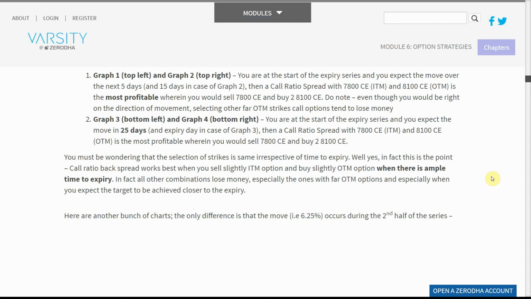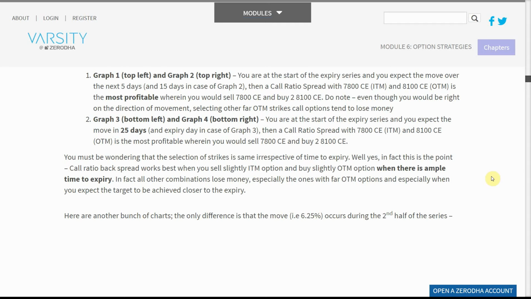Do note, even though you would be right on the direction of movement, selecting other far OTM strike call options tends to lose money. Graph 3, bottom left, and Graph 4, bottom right, you are at the start of the expiry series and you expect the move in 25 days, and expiry day in case of Graph 4. Then a call ratio spread with 7,800 CE ITM and 8,100 CE OTM is the most profitable, wherein you would sell 7,800 CE and buy 8,100 CE.